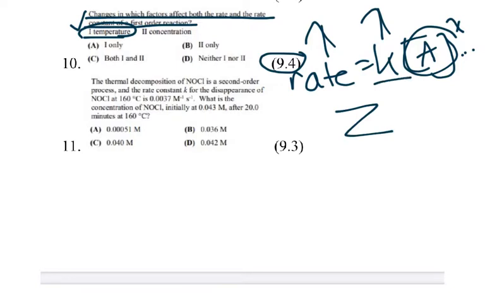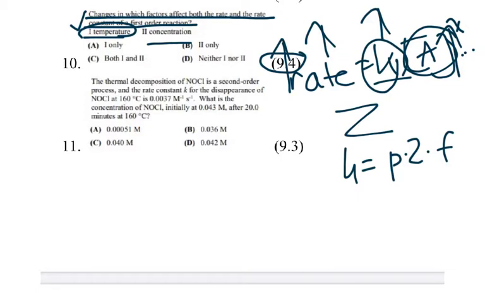And if you remember from video 9.4, increasing the temperature increases the collision frequency Z, which causes the rate to increase since K is equal to P times Z times F. So what about concentration? Well, increasing concentration increases the concentration, and that increases the rate. But does that impact the rate constant? Not really, right? So this means that 2 is out, and thus number 10 is only A.